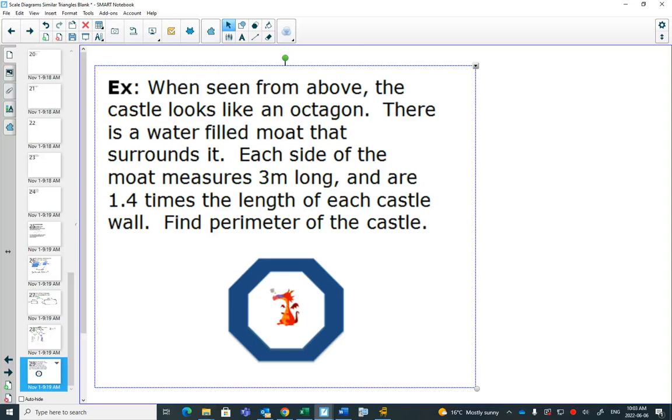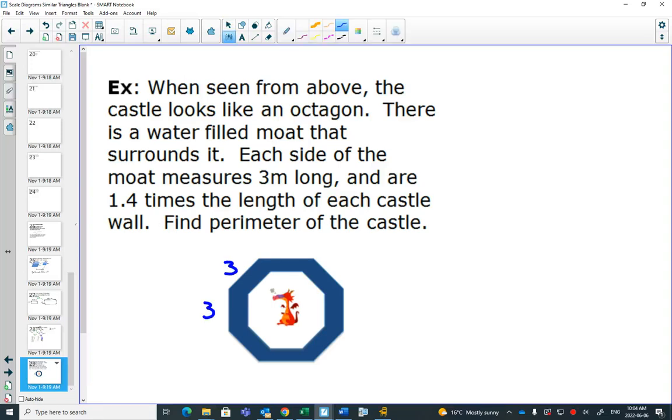All right, so this next question. You're looking from above down at a castle where a dragon lives. The castle is in the shape of an octagon. And then they make a bigger octagon around it, filling it with water. Each side of the moat measures 3 meters. So this side is 3, this side is 3, this side is 3.